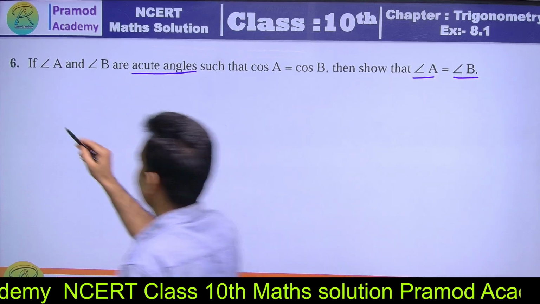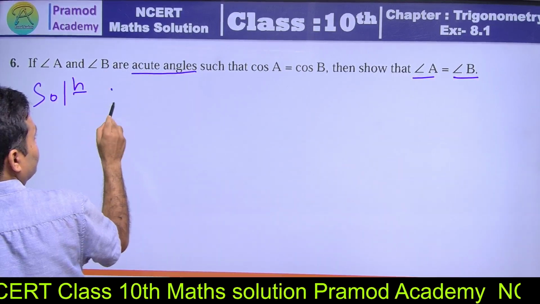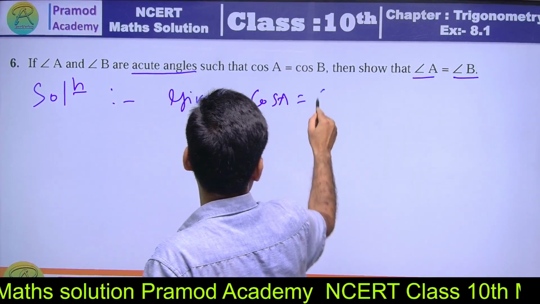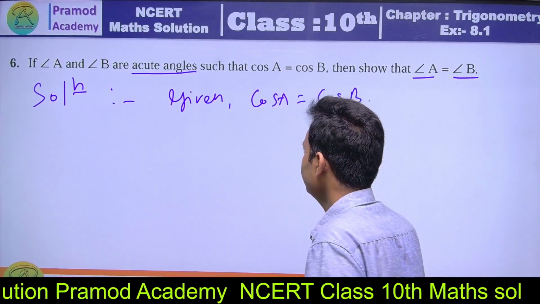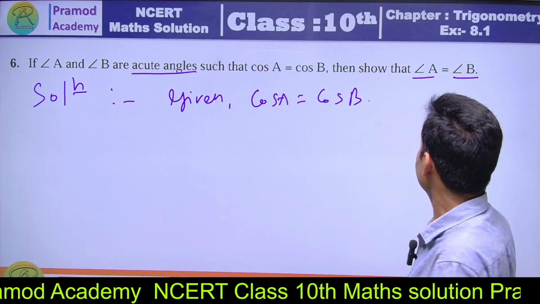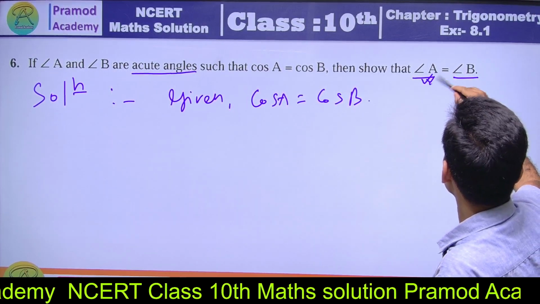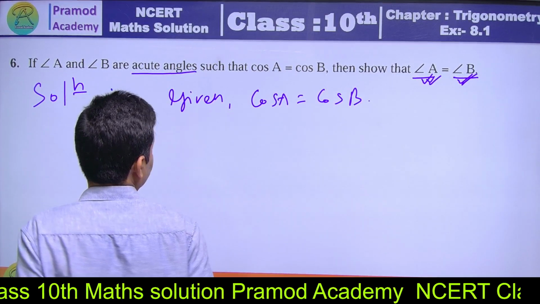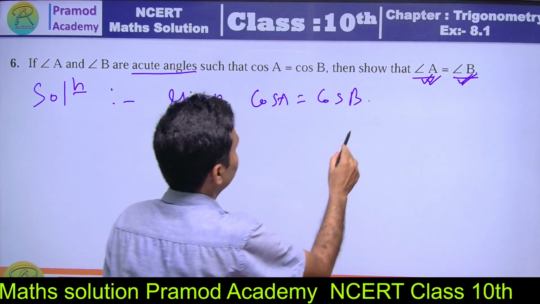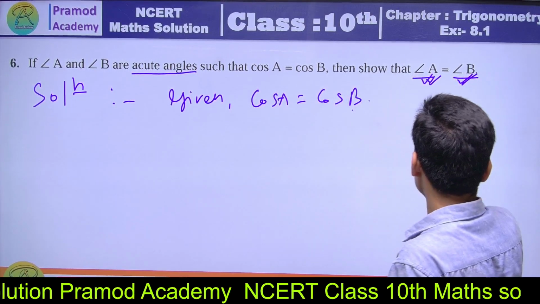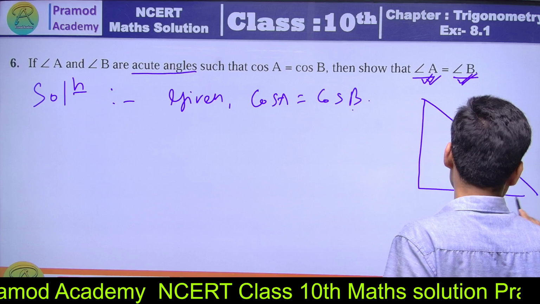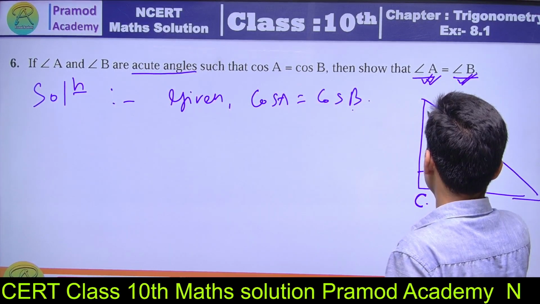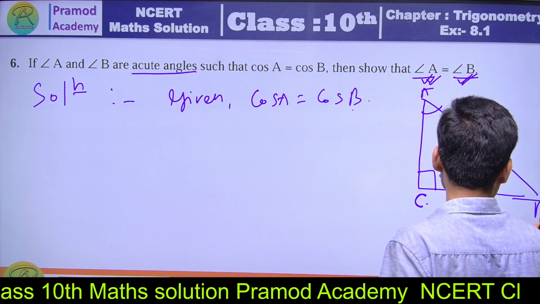So solution. Given: cos A equal to cos B. It is given in the question. Now we have to show that angle A and angle B both will be equal. We have to give this solution. Suppose this is a right angle triangle and angle C is 90 degrees. This is A and this is B.